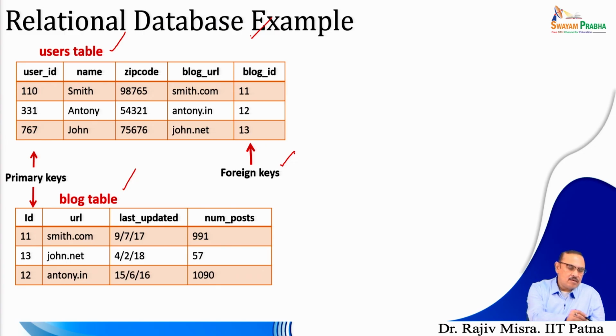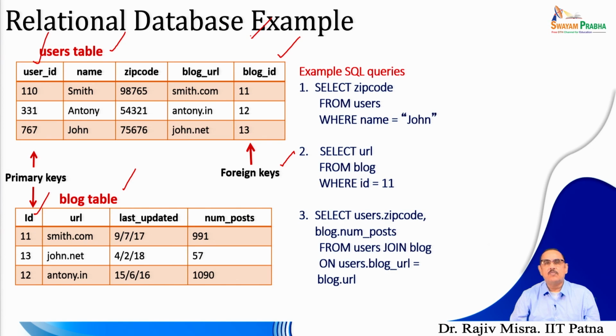Here the primary key of the user table and the primary key of the next table, that is the blog table, will become the foreign key here in the user table, and using that both tables can be joined, and then the user can write different queries using structured query language in a relational database management system.